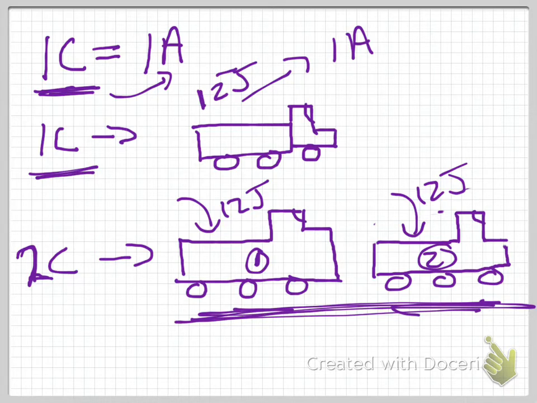So in this case, as I increase that current, the brightness of the light is actually increasing. And so every second, I'm actually delivering twice as much energy to the light bulb as opposed to the first delivery truck. And so when we look at the equation, I is charge divided by time.